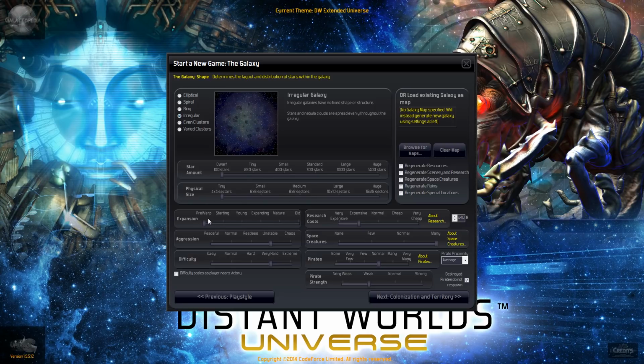All right. So what else we got? We got pre-warp. We're going to be unstable. We're going to go with very hard. I think that was the same settings as a bacon mod. We're going to go with just an expensive, sort of middle of the road, expensive tech tree, many space creatures, and we'll leave the pirates the way we had them in the last game as well. Normal and weak, and they're going to be average, and they won't respawn once we get rid of them.